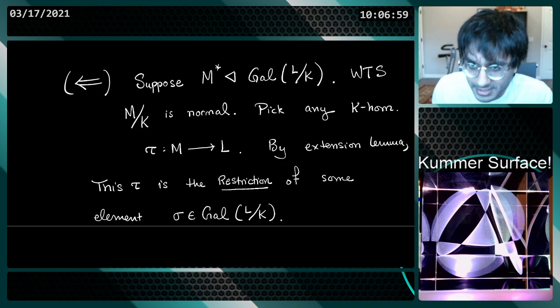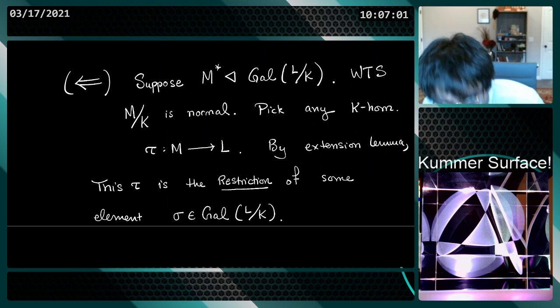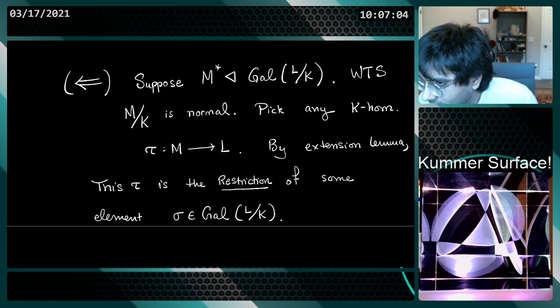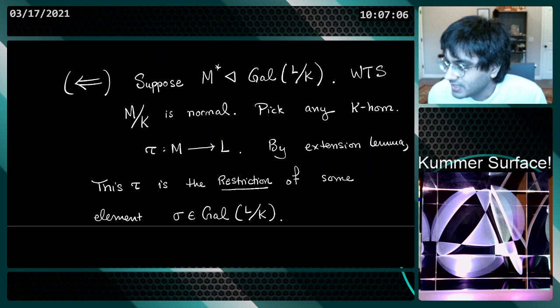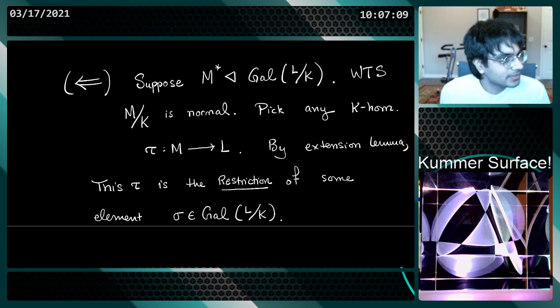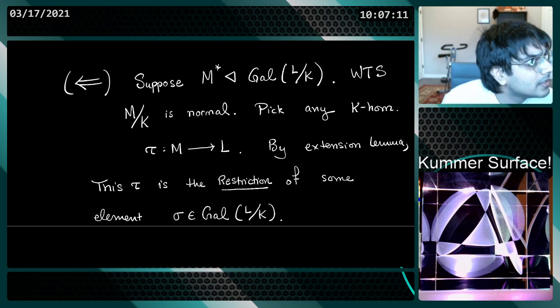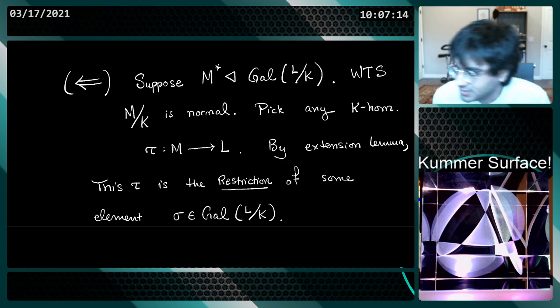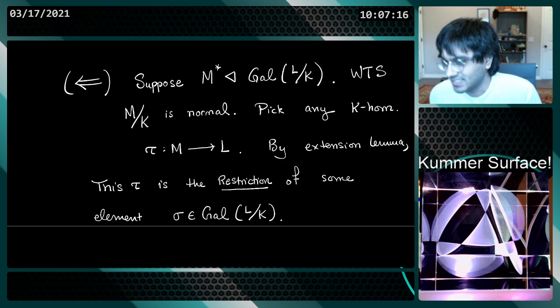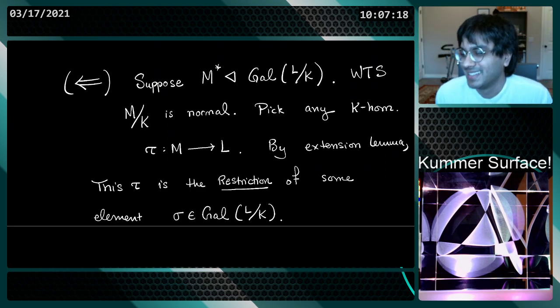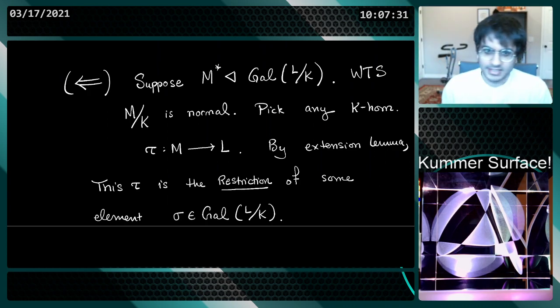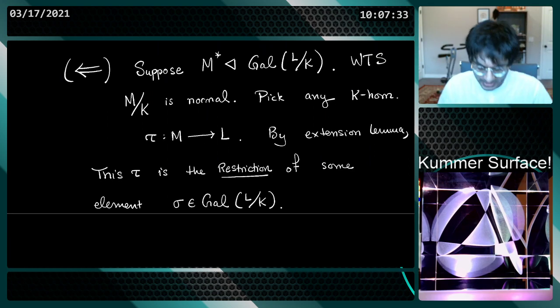I don't know if I should call it sigma. I'm just calling it something. Okay, this tau is the restriction of some element sigma. I don't know if I should call it sigma, but let's do this. Let's just separate notation.